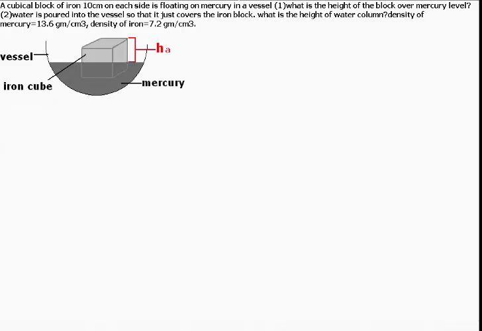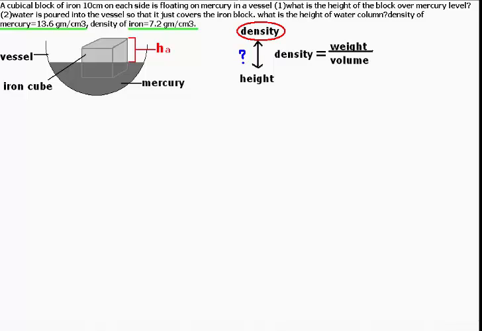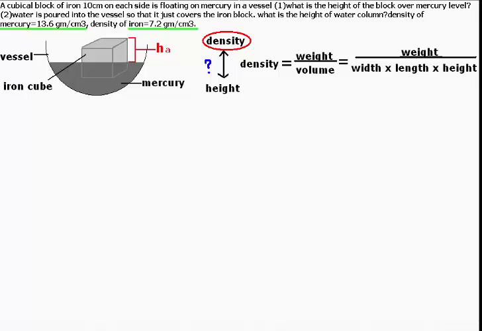The next step is to look for the clues that the question has given you. For example, you've been given the density of both mercury and iron, but you're interested in finding the height of the iron block above the mercury. So what you have to do is think about the relationship between the density and the height. Let's start by defining density. Density is simply weight, in this case, over volume. And this can be rewritten as weight divided by width times length times height. Oh, and look at that, there's the height that we were looking for. So now we're on to something.